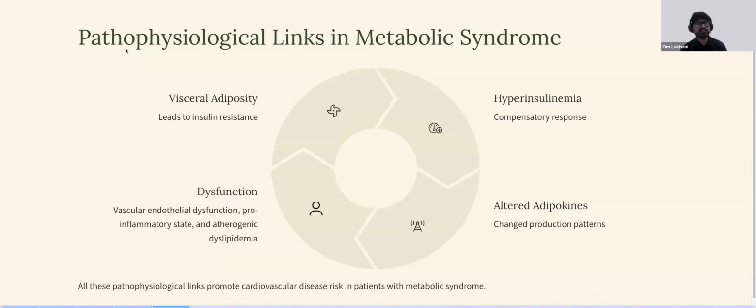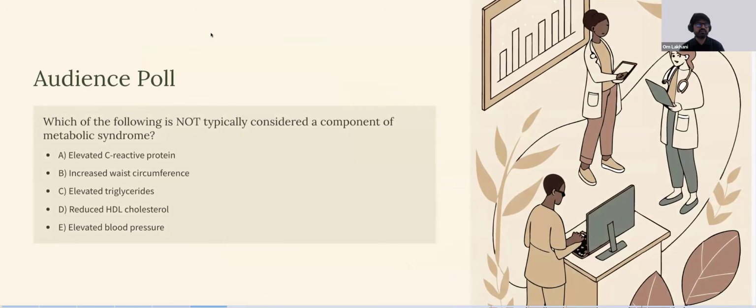Adipokines are basically hormones released by adipocytes. All these things make metabolic syndrome a good way of starting the clinical assessment for insulin resistance. Now, this is where we'll take a little poll, and again, we'll keep taking your questions. If you have questions, please put them in the chat, and we will take them up as we go along.